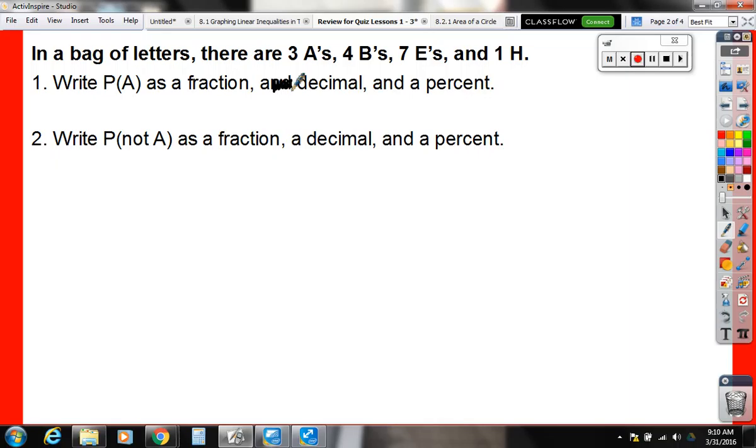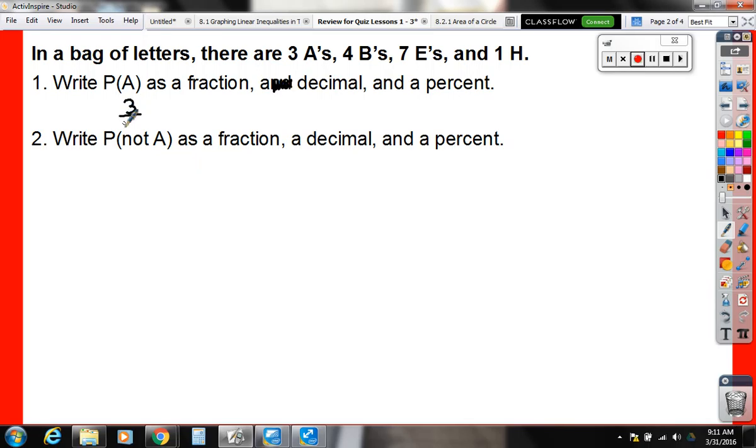Natalie, how many ways are there to get an A? How many A's are there? 3. And how many total letters are up there? 4. How many? No, how many total letters out of all? We've got 4 different letters, but if we count up how many of each letter we have, how many letters total are there? 15. So the probability as a fraction would be, we want how many A's out of how many total? 3 out of 15. Good, 3 out of 15.